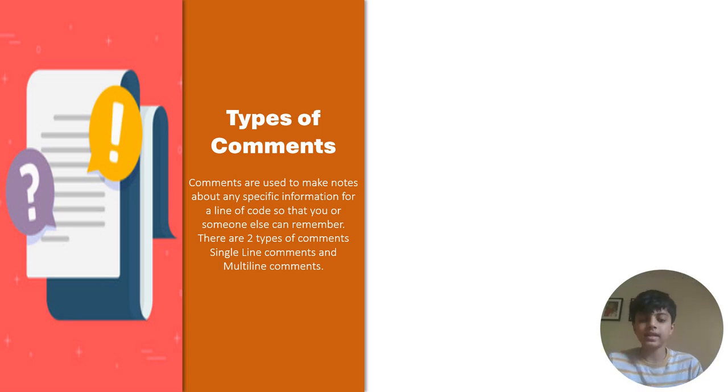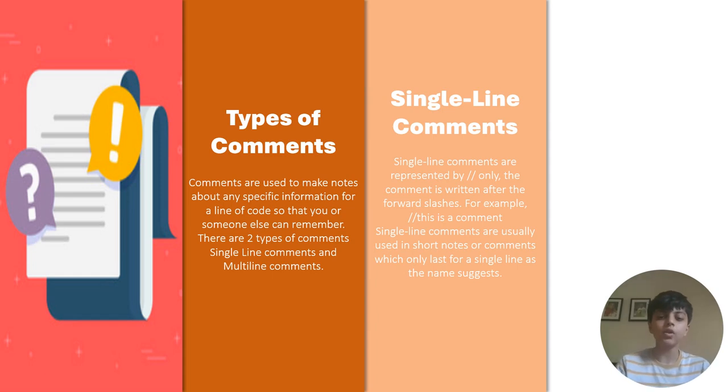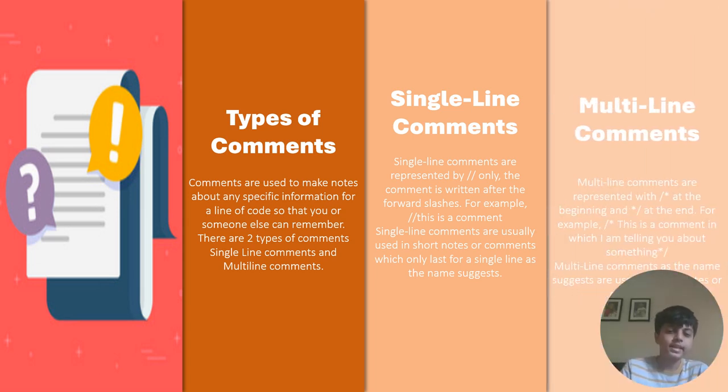First of all, single line comments. So single line comments are represented by two forward slashes, and as the name suggests, these comments only last for a single line. They are very short and usually don't take up a lot of space. Then secondly, multi-line comments. Multi-line comments are represented by a forward slash, an asterisk, then you insert your comment, then after that you end it with an asterisk and a forward slash again. So as the name suggests, just like single line comments, multi-line comments are used for multiple lines and they usually take up a lot of space.